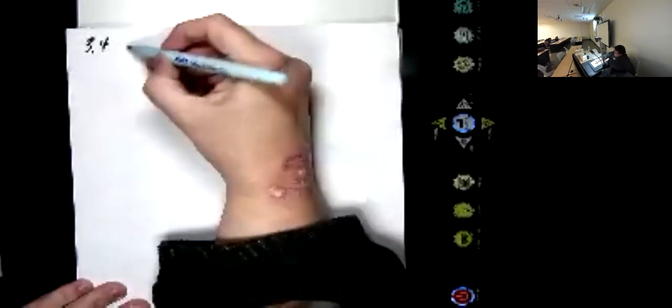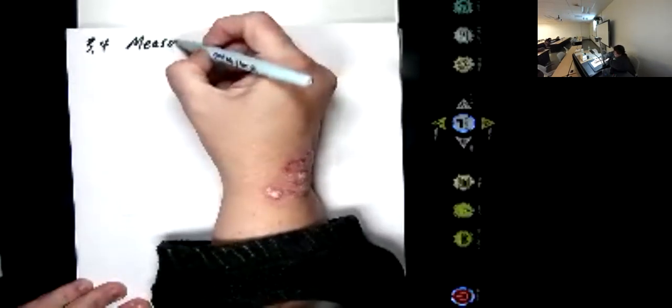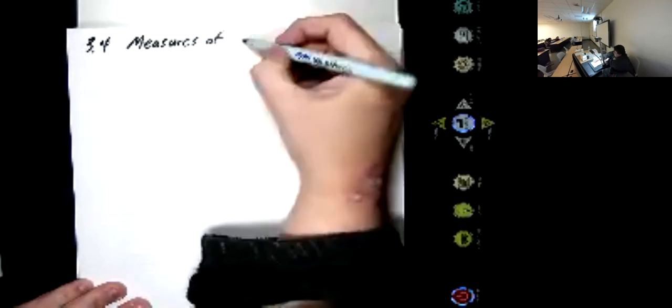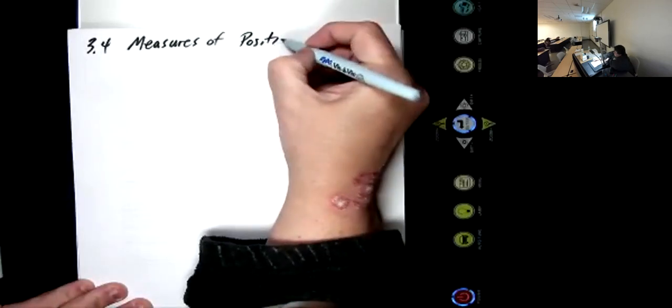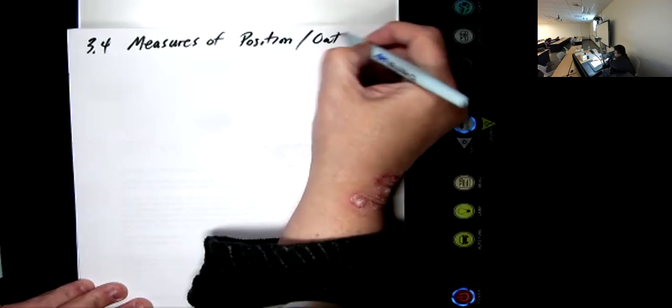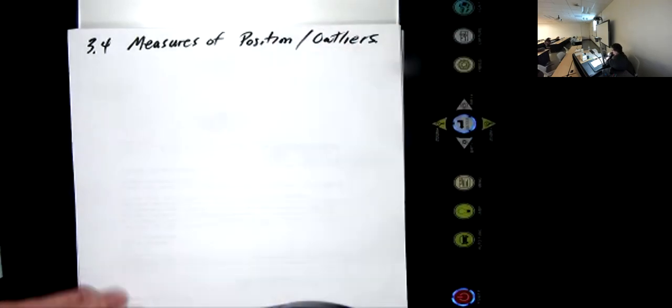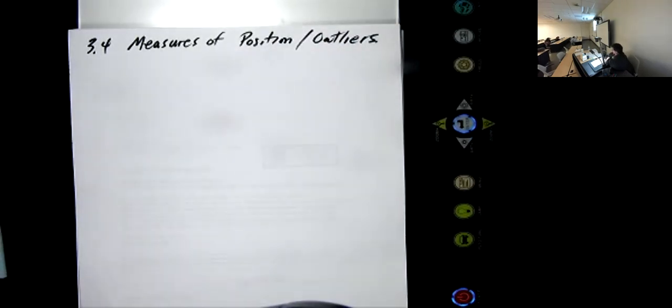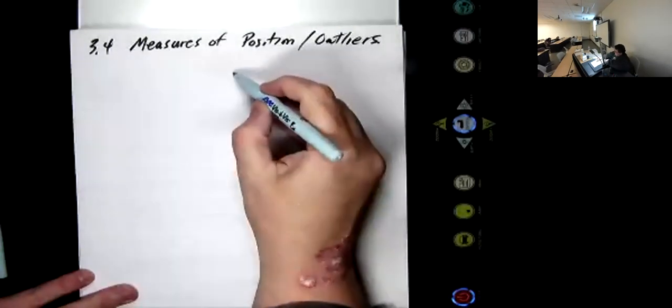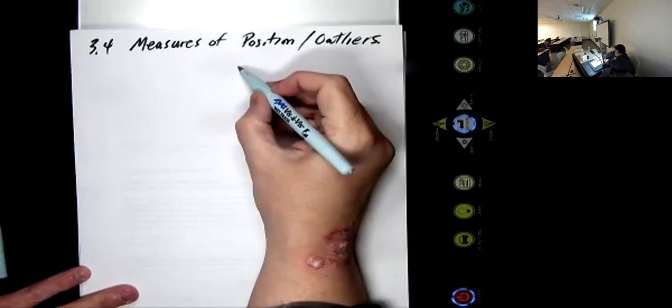Okay. 3.4 is on measures of position and outliers. As a quick reminder, the empirical rule table, we kind of need it for this discussion.